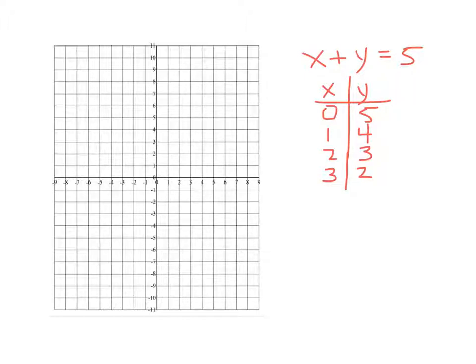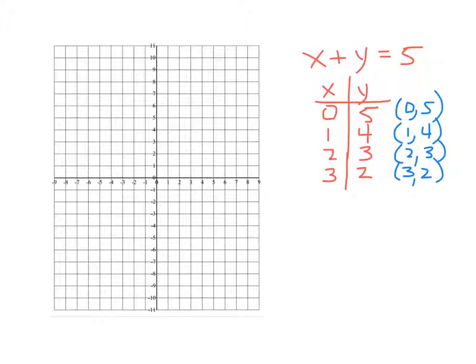Remember that each one of these answers I have written right now into a t-chart, but I could also write them as an ordered pair. So I'm putting them in blue right now as an ordered pair, (0, 5), (1, 4), (2, 3), and (3, 2). If I wanted to show all the possible values for this particular equation, all I need to do now is plot these points.